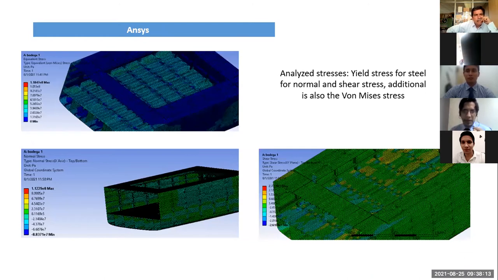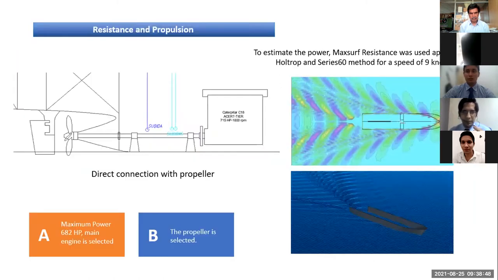Other things that we analyze are the stresses: the normal and shear stress, and the three parameters we analyze are the von Mises, shear, and normal stress. All of these are below the yield stress. One example that we can see is the normal stress, whose maximum value is 1.12 newton per millimeter squared, and this is below 225.